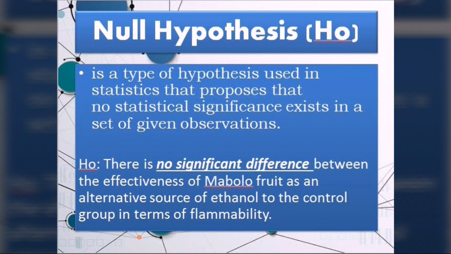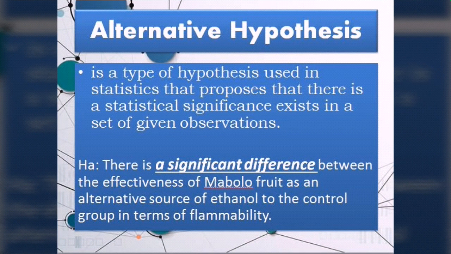Now, let's talk about alternative hypothesis. Alternative hypothesis is denoted by the symbol H1 or HA. It is a type of hypothesis used in statistics that proposes that there is a statistical significance that exists in a set of given observations. Remember, there is a statistical significance, meaning to say, it reflects that there will be an observed effect for our experiment. In a mathematical formulation of an alternative hypothesis, there will typically be an inequality or not equal to symbol.